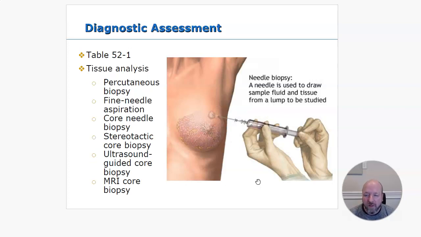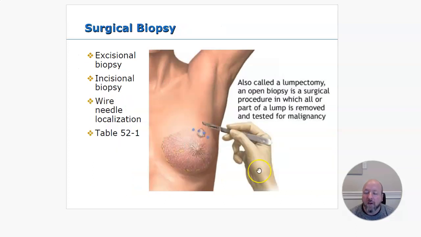If they do find something suspicious, they can do a needle biopsy. And that basically just helps us look at the tumor in the cells and see what kind of thing is going on. If it's a tumor, is it cancerous, is it malignant, how aggressive it is, we can tell by looking at it under the microscope. You can also do surgical biopsy where they actually remove it. That's actually called a lumpectomy.